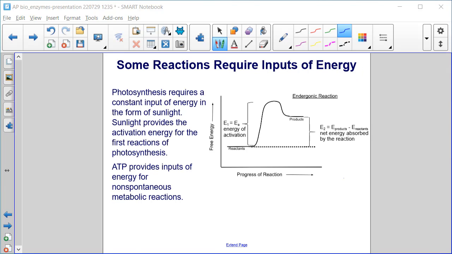One reaction that requires an input of energy in biological systems is photosynthesis. It requires a constant input of energy in the form of sunlight. Sunlight provides the activation energy for the first reactions of photosynthesis. ATP provides inputs of energy for non-spontaneous metabolic reactions.